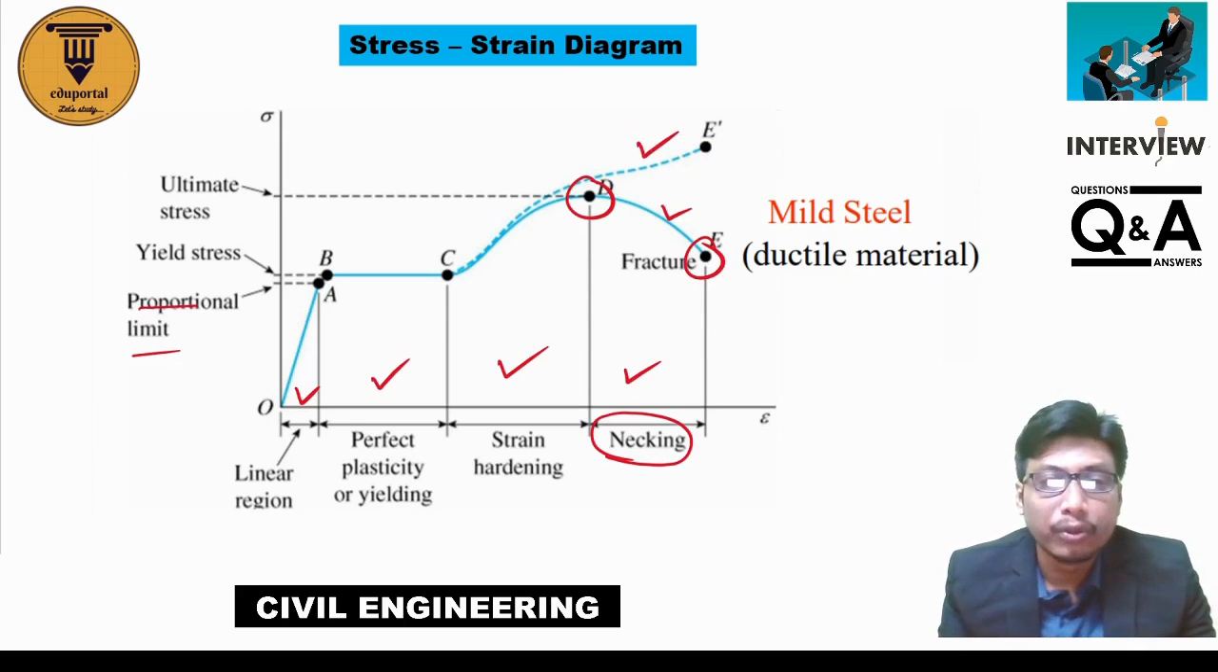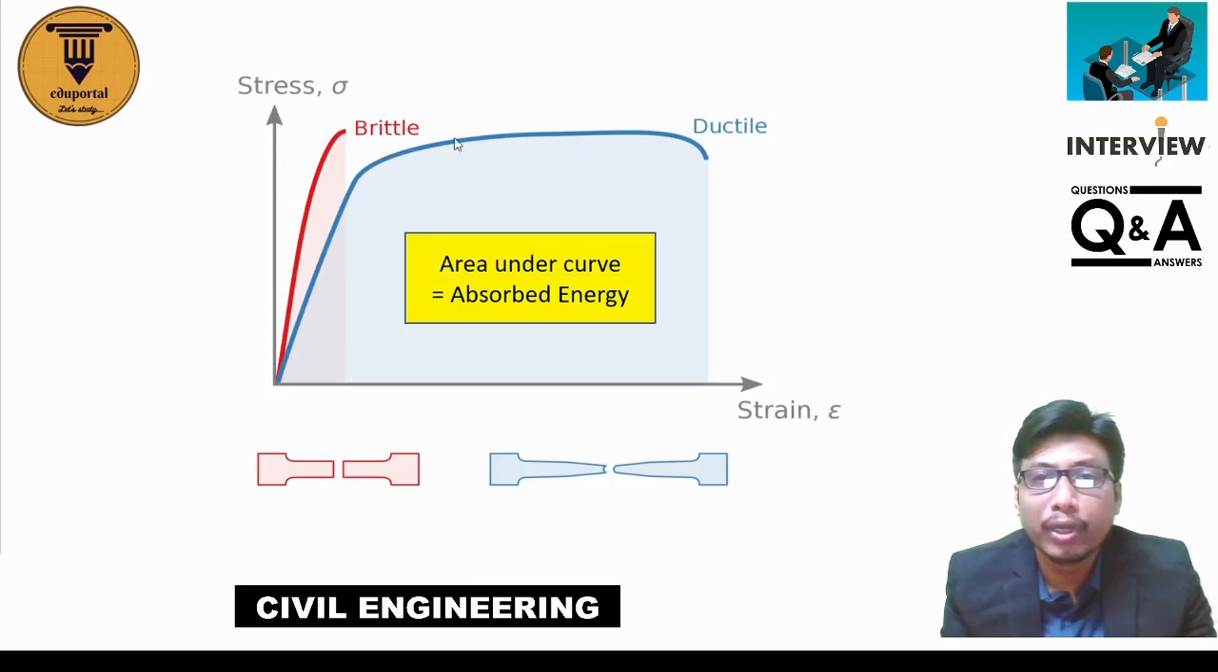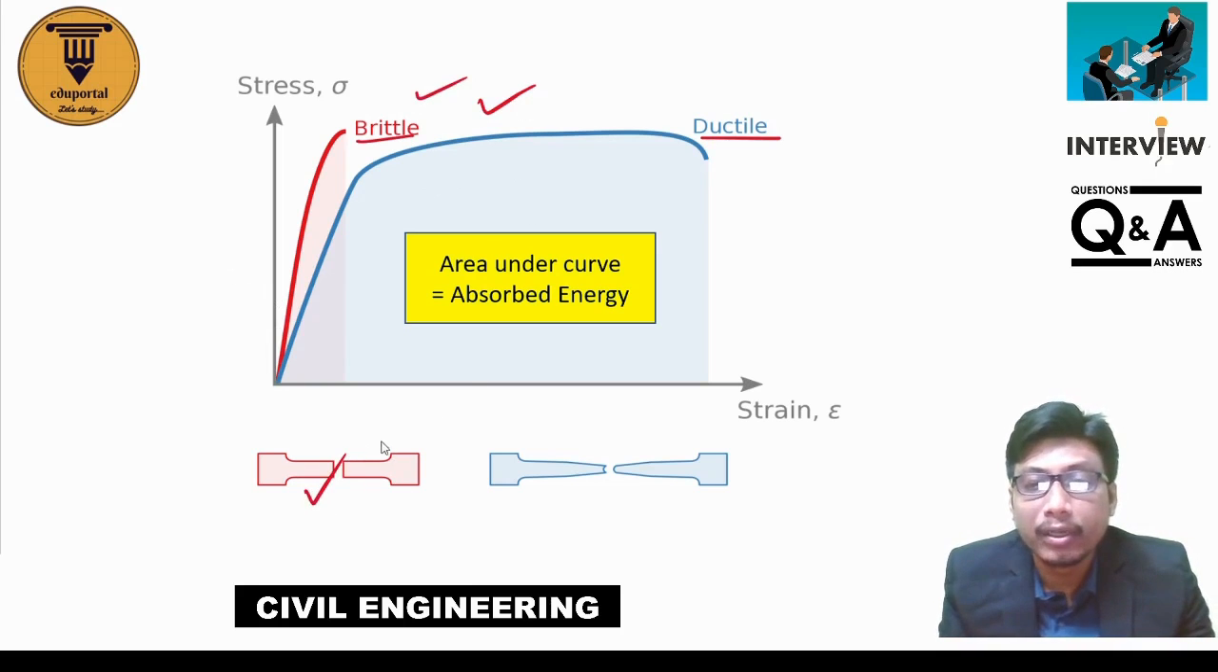Okay, and then they will ask you to show the stress strain curve of ductile material and brittle material in the same stress strain graph. So you need to draw this kind of curve. And this is the failure of brittle material, that is 90-degree failure. This is the failure of ductile material, that is necking failure.